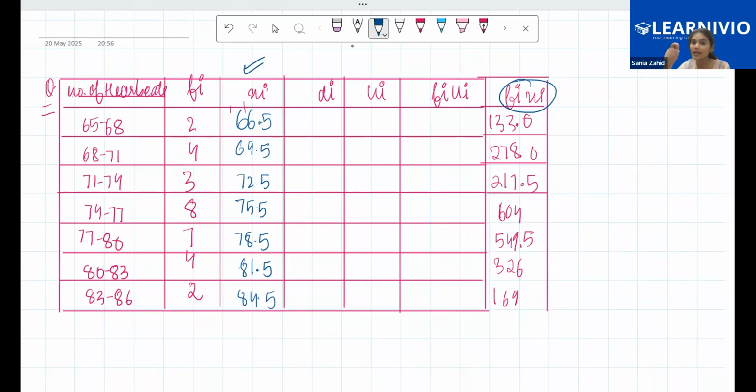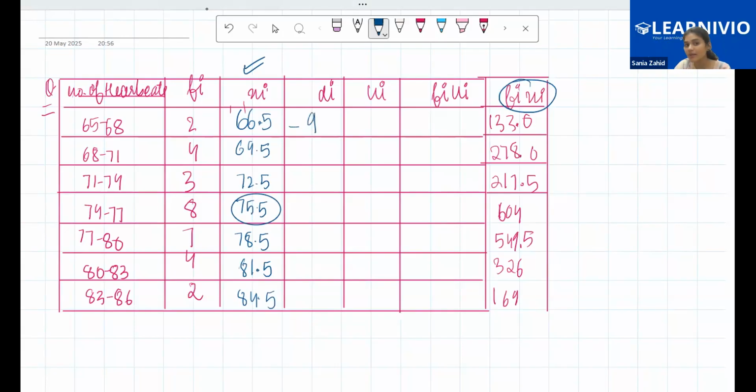So instead, what you can do, can I calculate the di value? What was di? di was the deviation, the deviation from the middle value. So the middle value here is 75.5. I can calculate deviation very easily because I have to subtract. So I will subtract 66.5 minus 75.5. What do I get? It's -9.